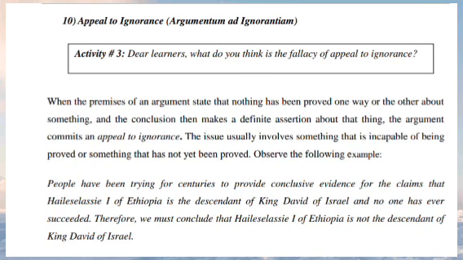And the 10th type of argument, or the second type of argument which is under weak induction, is appeal to ignorance. It appears due to lack of knowledge, and when the premise of an argument states that nothing has been proved one way or the other about something, and the conclusion then makes a definite assertion about that thing, the argument commits an appeal to ignorance.